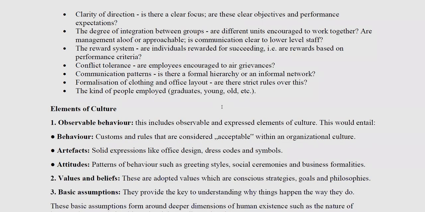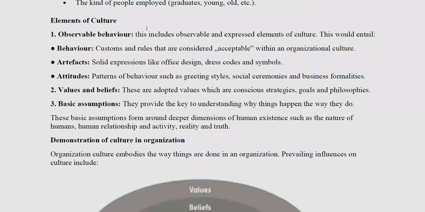So when we are looking at the elements of culture, I think this one was formed by Hofstede. I don't think ICA needs this, but it's good if you know. So the elements of culture: there are parts that we can see and parts that we cannot see. The observable part of culture includes your behavior, the customs and rules that are considered acceptable within an organization structure or culture.